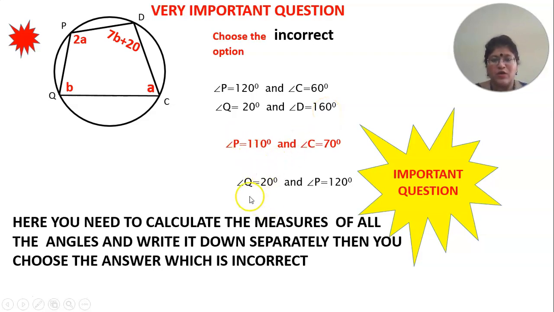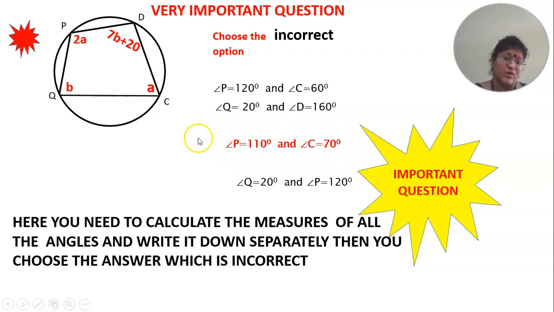Now look at this. Q is 20 degrees. I got Q as 20 here. P is 120, which I got here. So this is also correct. Though Q and P here are not opposite angles of the cyclic quadrilateral, their values are correct. You have to look at the values. You have to look at the measures of the angles. You will notice this is the wrong answer. So you have to click on the wrong answer.